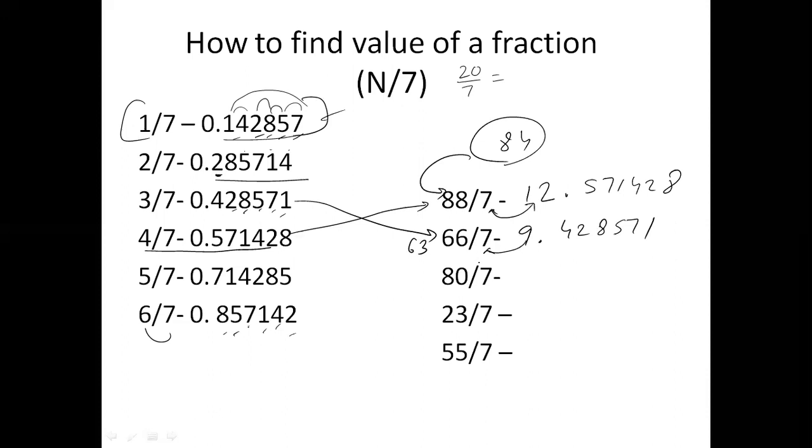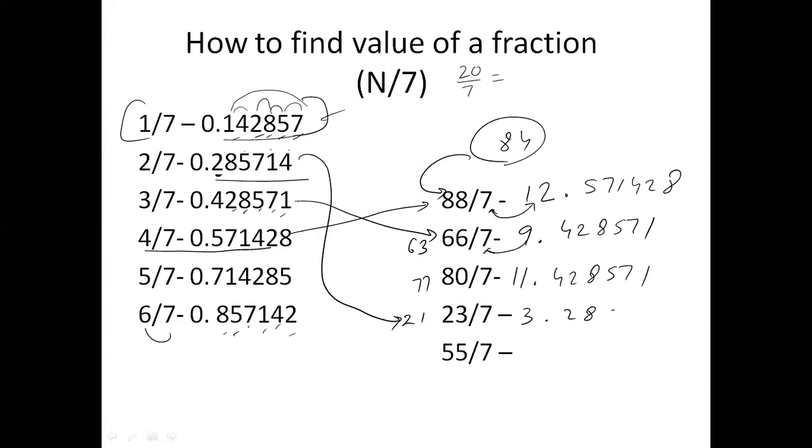Now 80 by 7. How many times is 80 divisible by 7? 11 times. What is 11 into 7? 77. What is the difference? Again 3. So again copy the 3 by 7 answer: 428571. Next one, 23 by 7. How many times divisible? 3 point something. What is 7 into 3? 21. What is the difference? 2. So copy the answer of 2 by 7.